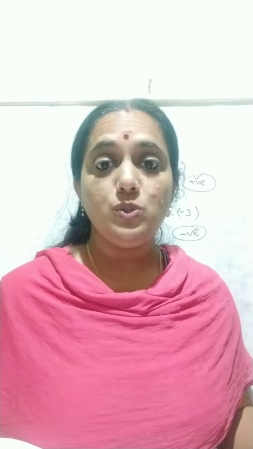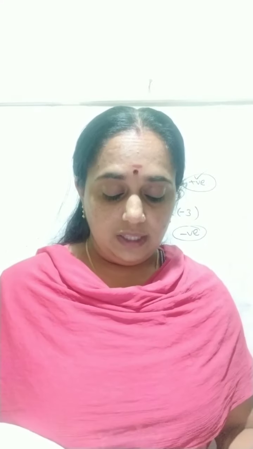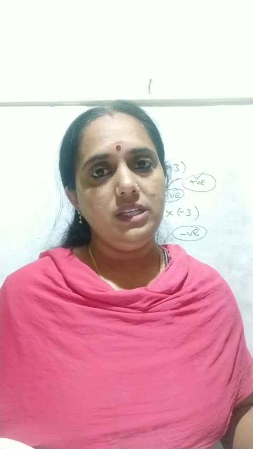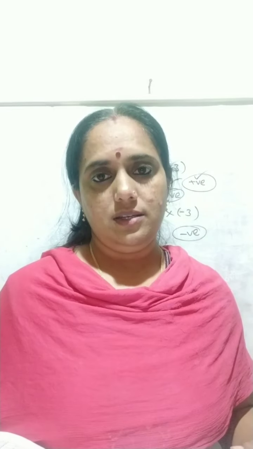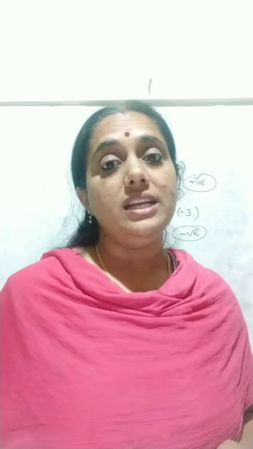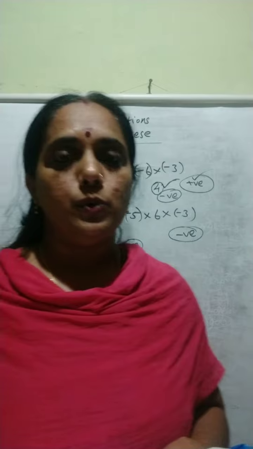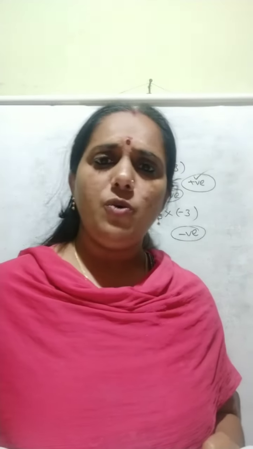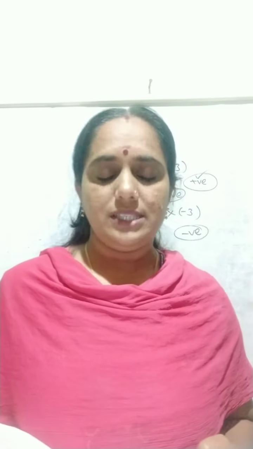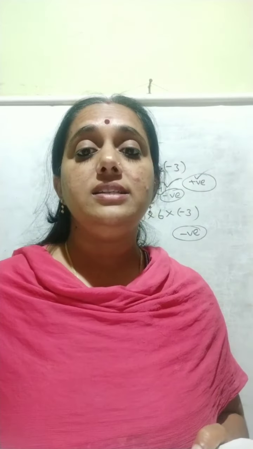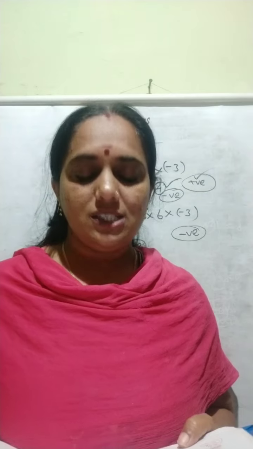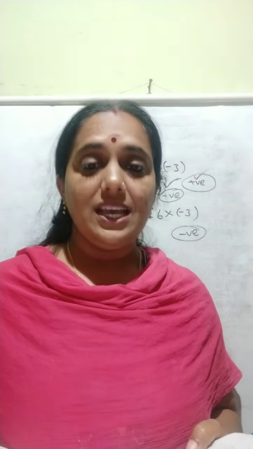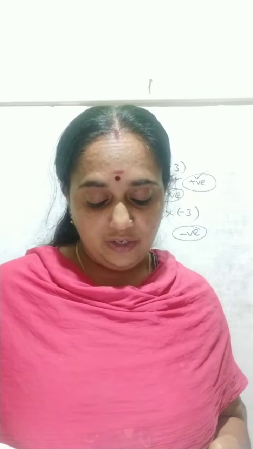But we have to think about the number of negative integers. How many negative integers are there? So here it is 8 negative integers. So the answer will be positive. But in the next case it is 5 negative integers and 4 positive integers. For the 4 positive, it doesn't matter. But here 5 negative integers are there. 5 is an odd number. So negative will be the answer.